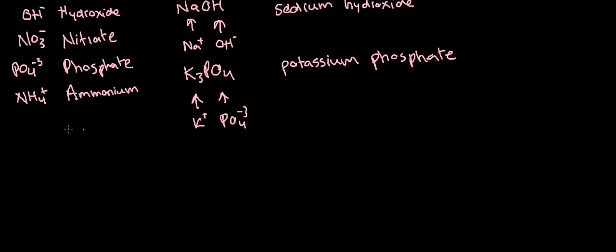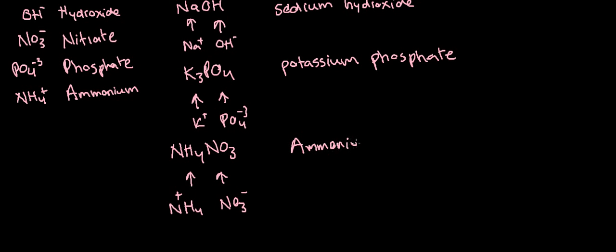And I'll do one more example where I use a polyatomic cation and a polyatomic anion. Let me say I have NH4 and NO3. Here the cation is ammonium, and the anion is NO3 minus. To name this, I use the name of the cation and then the name of the anion. And that's it. It's really a simple process.